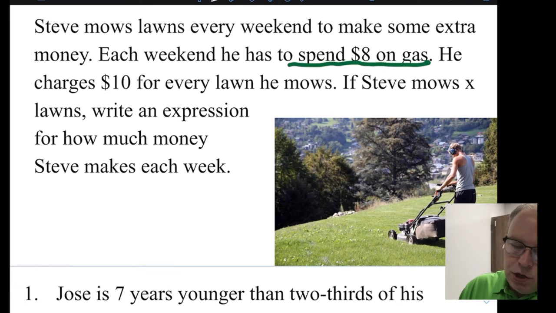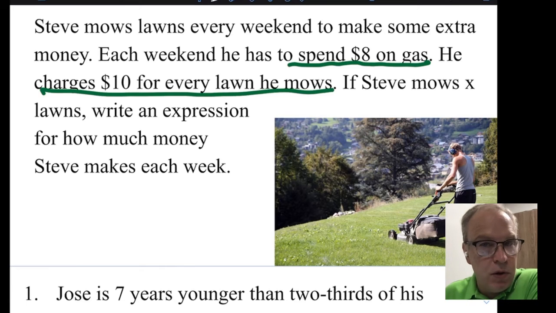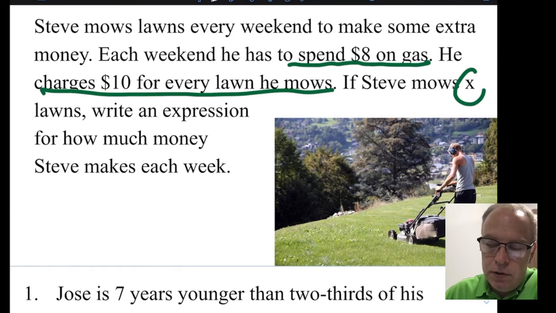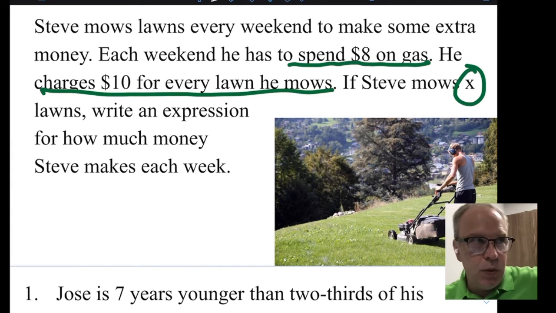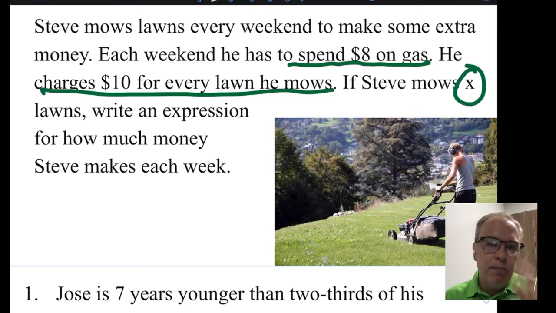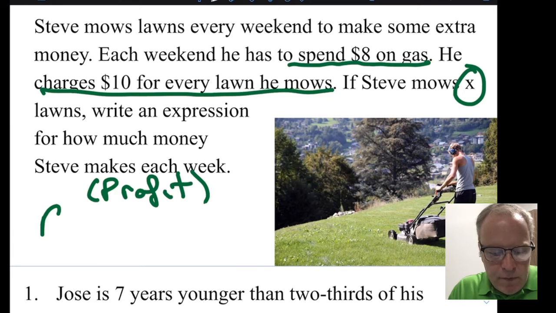Now he charges folks $10 for every lawn he mows. If Steve mows X lawns, write an expression for how much money Steve makes each week. That sounds like profit. Okay, so let's write that down. Profit. Profit is your revenue, money you take in, minus your costs.